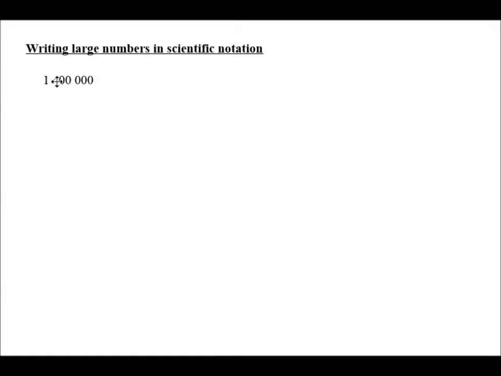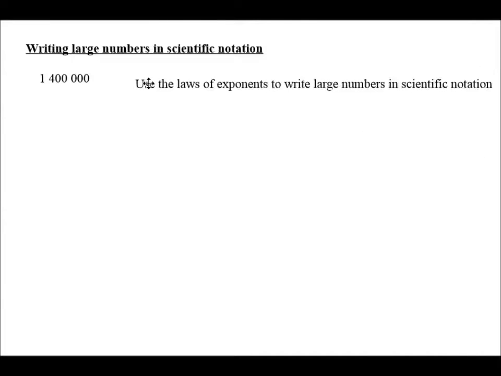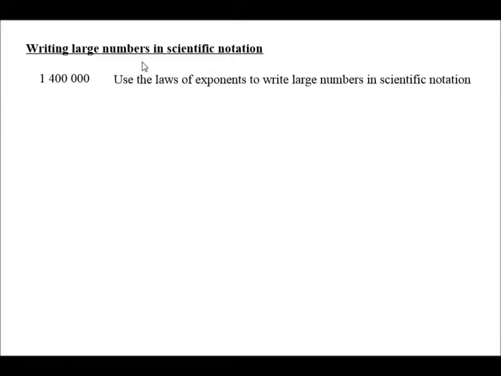Let's use the number 1,400,000. The ones, thousands, millions. 1,400,000. Well, we use the laws of exponents to write large numbers in scientific notation. We have got 1,4 million, and a million can be written like that. So 1,400,000 can be written as 1,4 times 1 million. But we know that 1 million can be written as 10 multiplied by 10 multiplied by 10 multiplied by 10.